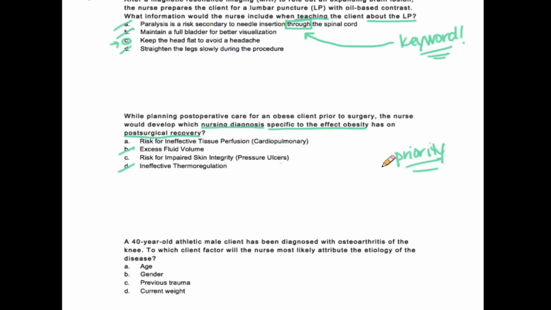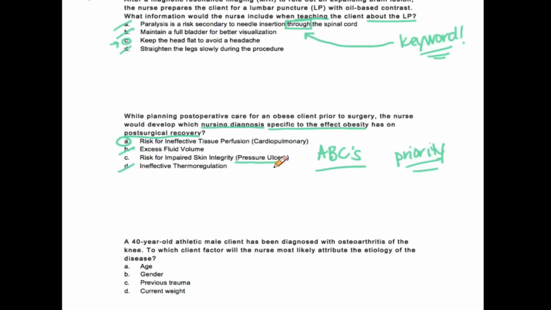Now, if we're thinking about priority, what is more important than the other? You might be thinking about ABCs, right? Airway, breathing, circulation. And that would bring you to A, cardiopulmonary. So ineffective tissue perfusion is more important, takes higher priority than risk for impaired skin integrity.